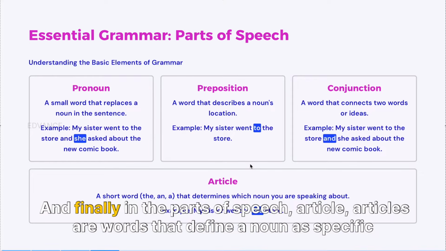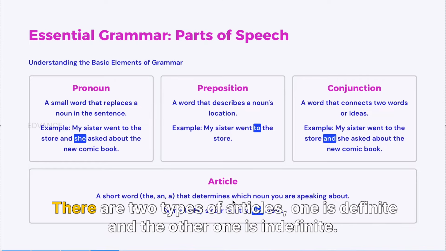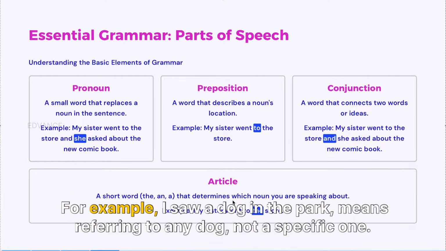And finally, in the parts of speech, article. Articles are words that define a noun as specific or unspecific. There are two types of articles. One is definite and the other one is indefinite. For example, I saw a dog in the park means referring to any dog, not a specific one.